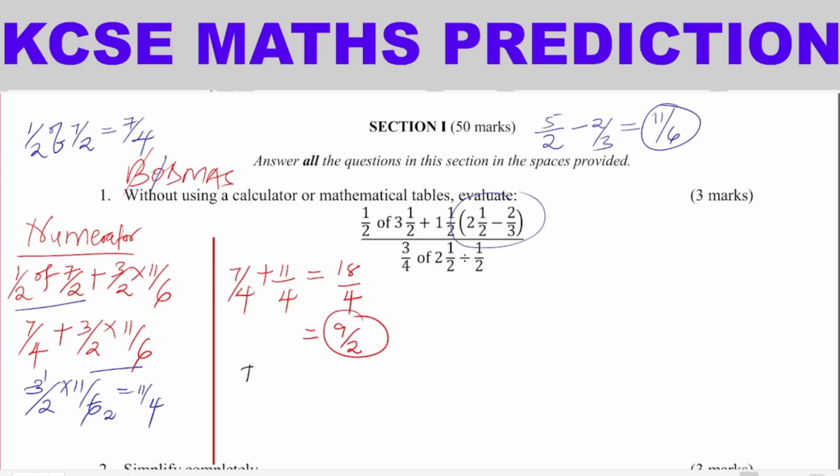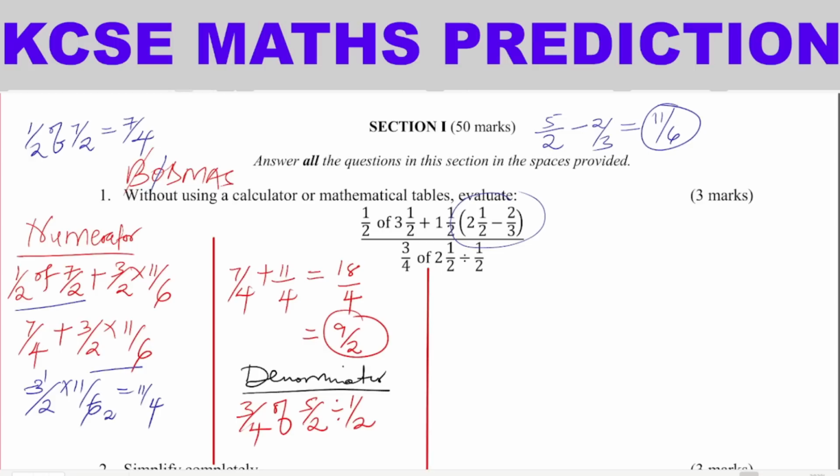Now let's go to the denominator. For the denominator, we do the same thing. We have 3/4 of 2.5. We can write that as 5 over 2 divided by 1 over 2. According to these, of and division, which one should come first? Of should come first. So you work out this one first. So 3/4 of 5 over 2 will give 15 divided by 8.